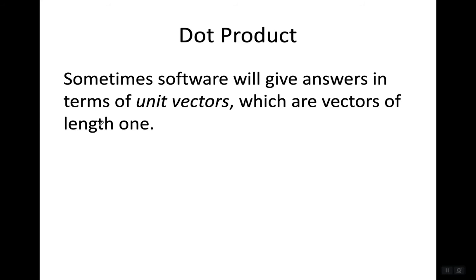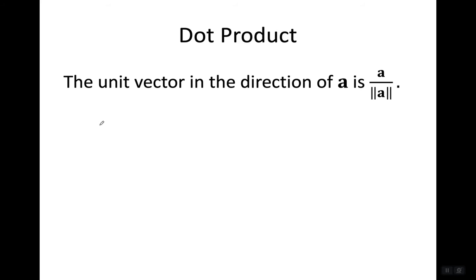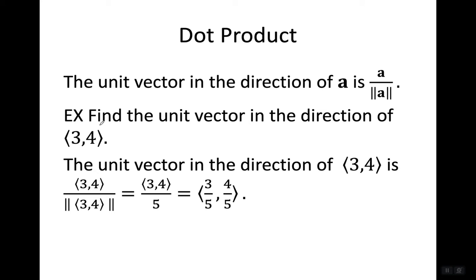Sometimes software will give answers in terms of unit vectors, which are vectors of length 1. The unit vector in the direction of a is a divided by the length of a. So, for example, find the unit vector in the direction of 3, 4. The unit vector in the direction of 3, 4, that's a vector of length 1 in the direction of 3, 4. It's just going to be 3, 4 divided by the length of 3, 4, which is 3, 4 divided by 5, or in other words, 3/5, 4/5. Same direction as 3, 4, just has length 1.